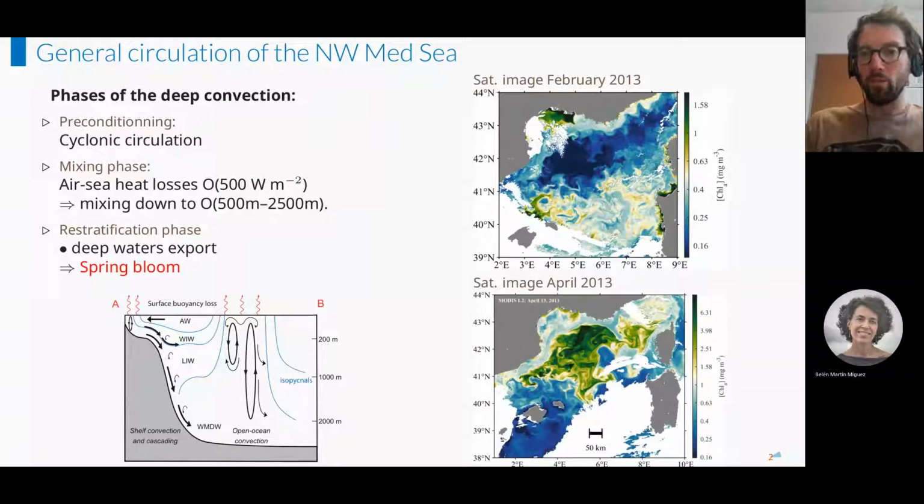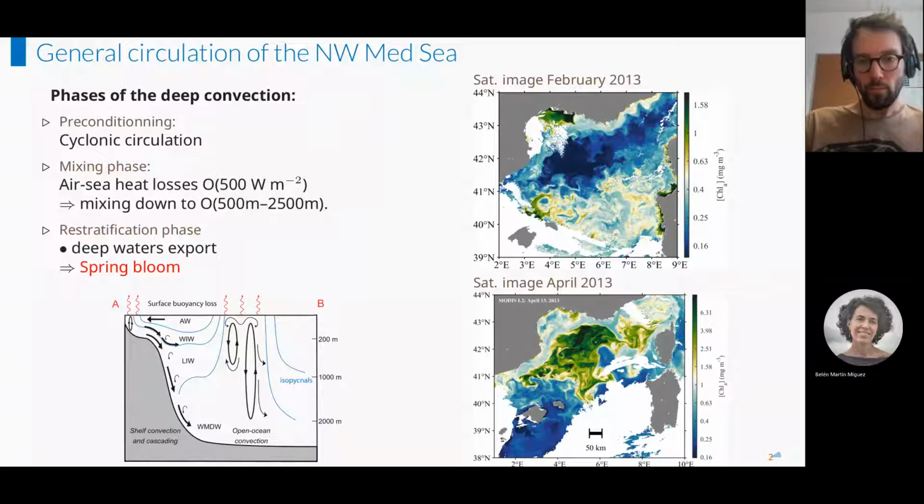And what happens after the deep convection is there's a strong bloom event that occurs usually in April. And here you have an image of a very nice example in 2013. After very strong convection events, the bloom was also very intense and very big. And so yes, that links to my first slide where I was describing the spring bloom region of the northwestern Mediterranean Sea. So it's basically how it works.